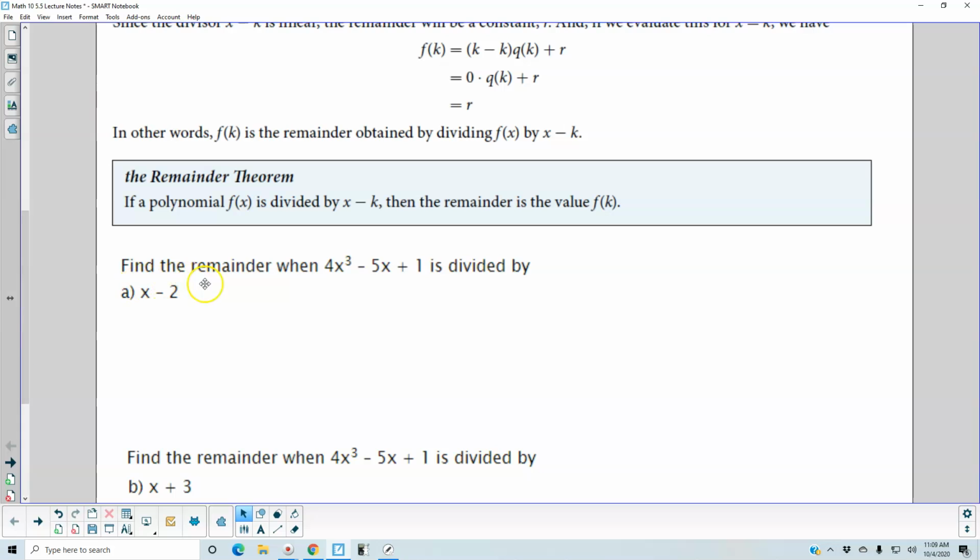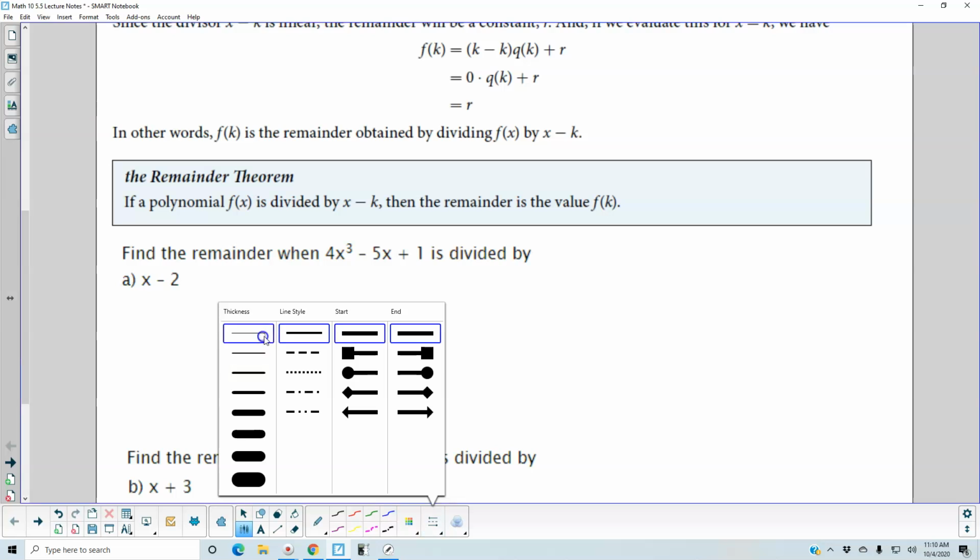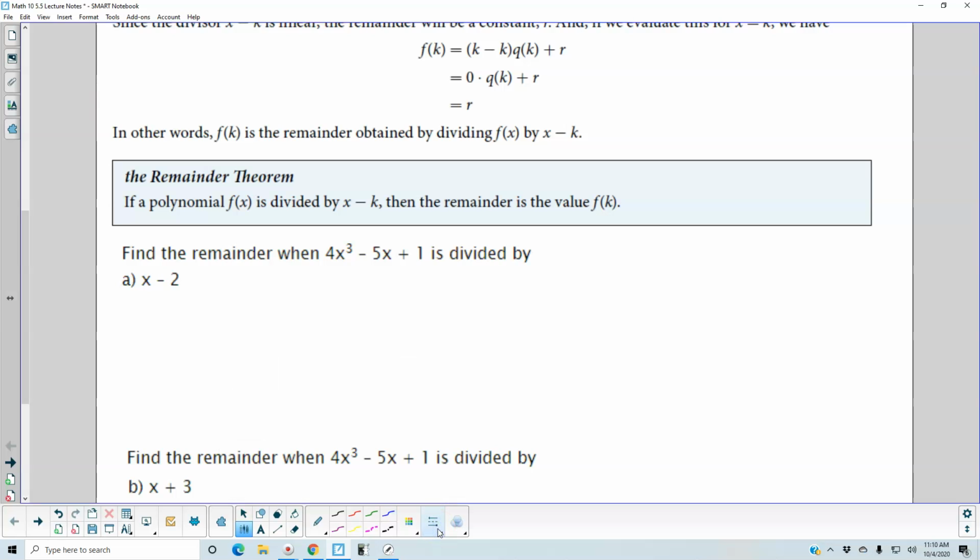In this example, it says find the remainder when 4x cubed minus 5x plus 1 is divided by x minus 2. We're going to use synthetic division to determine the remainder. So we know that the value of k is going to be 2. Using the coefficients, we have 4 for x cubed. Keep in mind we have a missing term for x squared, so we're going to have 0, and then negative 5, and then plus 1. The first thing we want to do is bring down the 4.